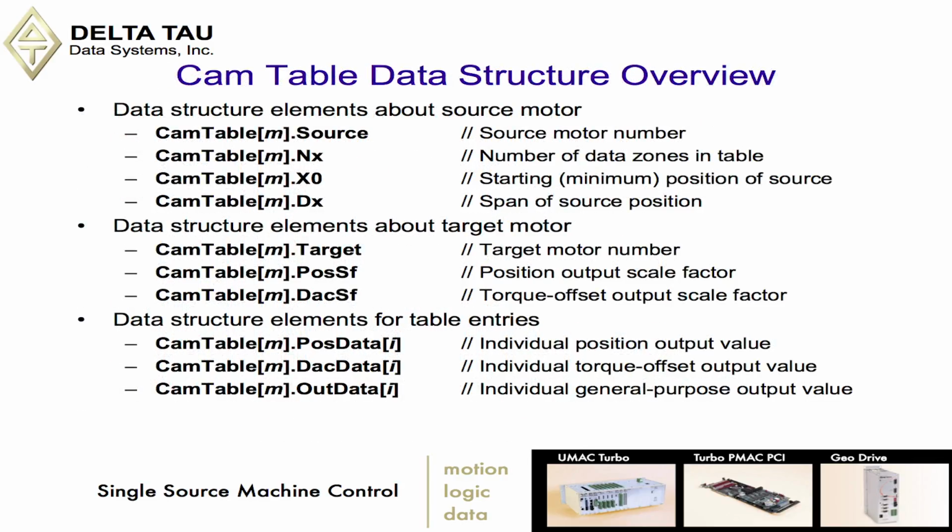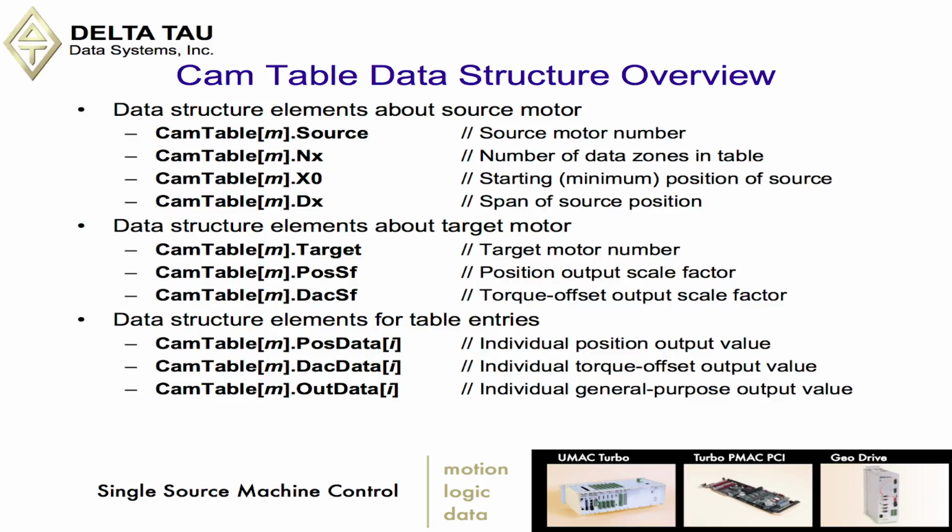So the overview of the structures involved here: you tell it the source motor number, the number of zones that are in the table, the starting position of the source, and then the span of the source position. And then there are structure elements about the target motor. So there's the target motor number, the position output scale factor, and the torque offset output scale factor. And then there are the elements for the actual entries for the cam table: PosData sub I, DacData sub I, and OutData sub I.